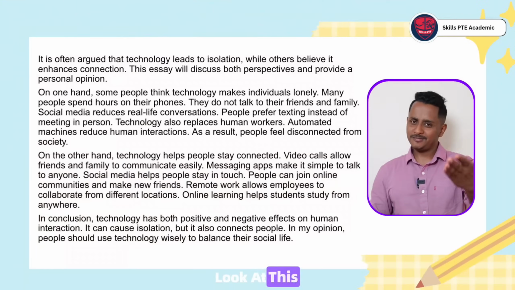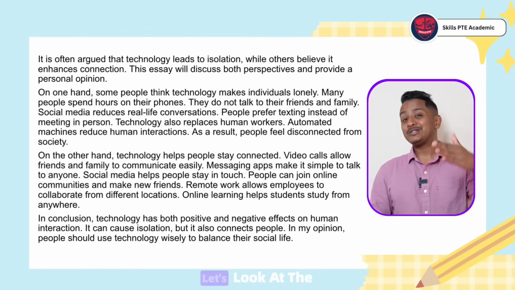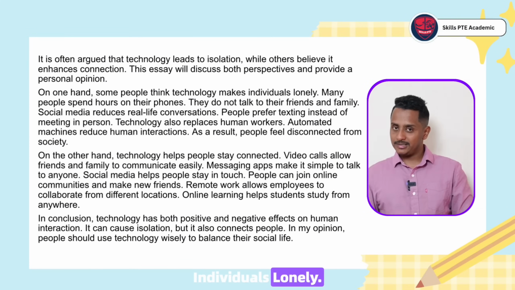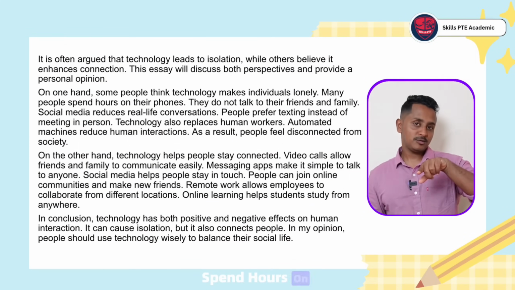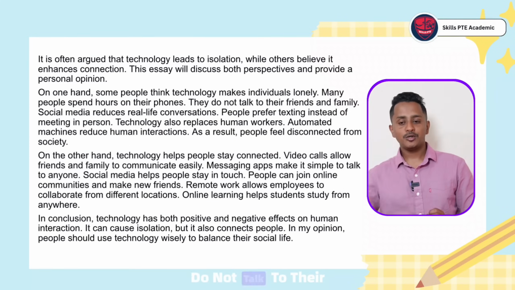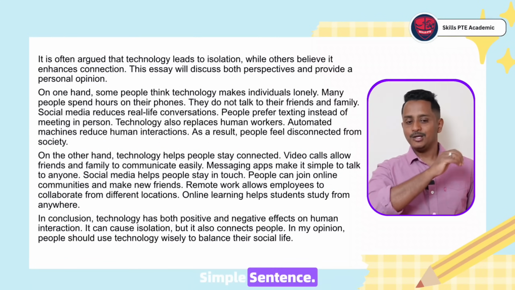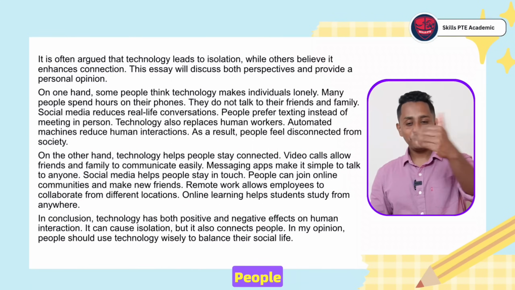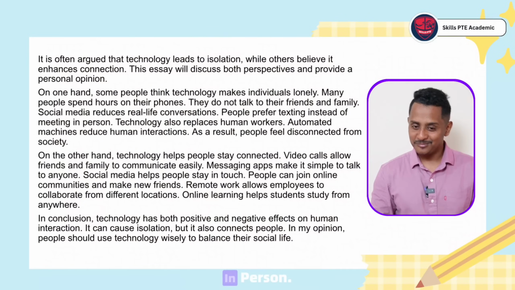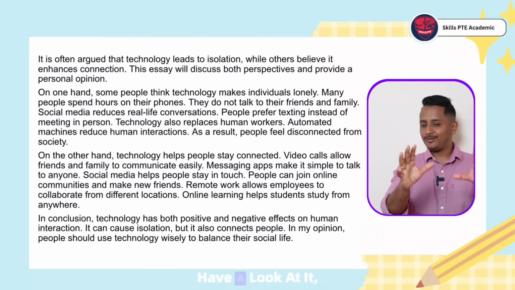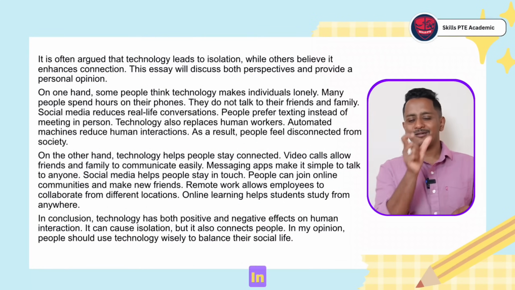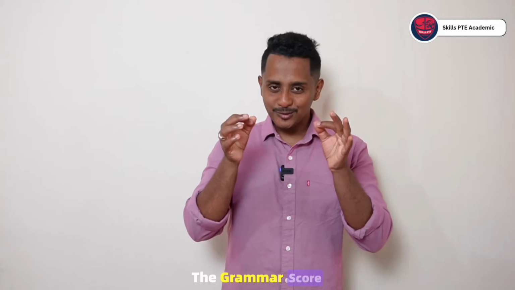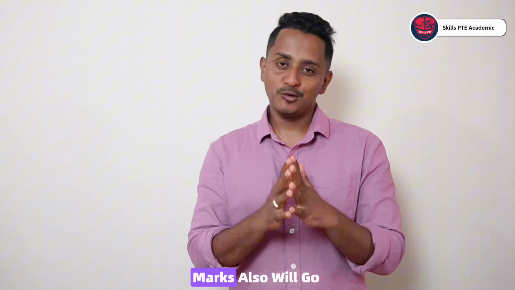Remember this. Let's look at this particular essay answer. Let's look at the second paragraph. On one hand, some people think technology makes individuals lonely. Simple sentence. Many people spend hours on their phones. Simple sentence. They do not talk to their friends and family. Simple sentence. Social media reduces real life conversations. Simple sentence. People prefer texting instead of meeting in person. The entire essay, you can just have a look at it. The entire thing is written in the simplest sentences possible. It's not going to fetch you scores. The grammar score goes down, and the writing marks also will go down.